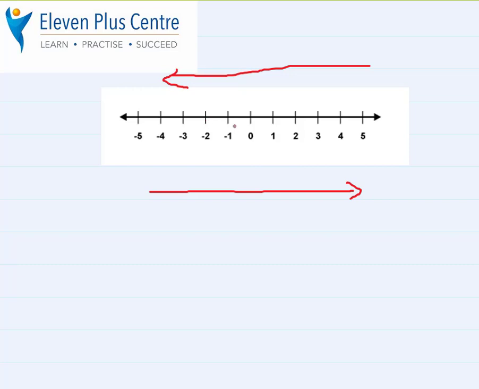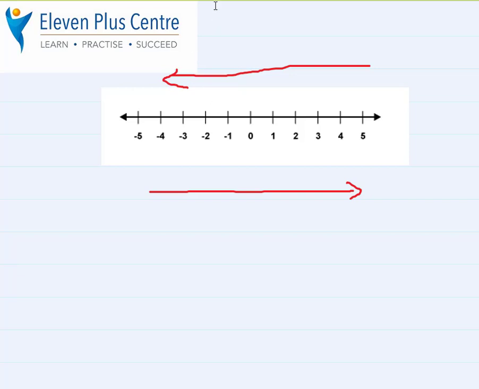If I said what's -1 minus 3, we're going to start at -1. Minus means we're going in this direction. So -1 minus 3 is 1, 2, 3. So -1 minus 3 is -4, because that's what we land on.